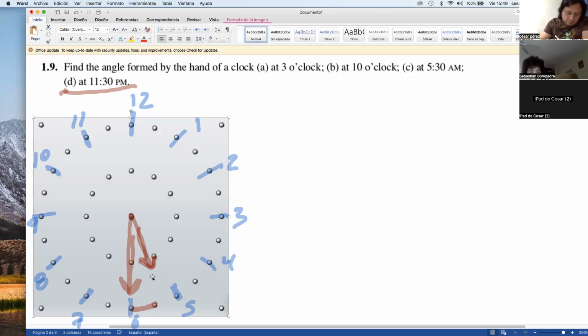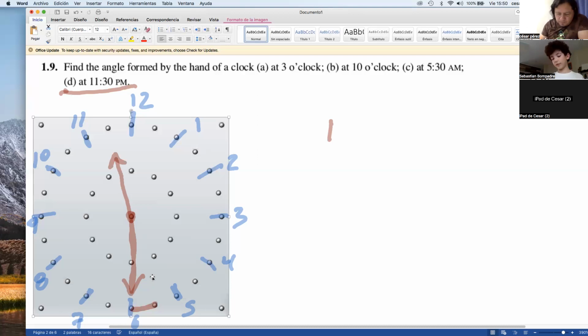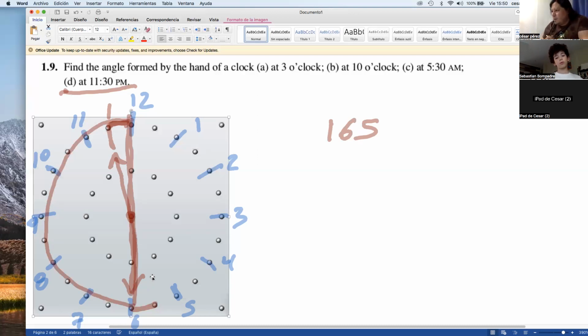165. Let me see. The minute hand will be here. The hour hand will be here. What was your answer? 165. And 165. Okay. Because we have 15 degrees here, and here we have a flat angle. So we need to subtract 180 minus 15. Okay, that's right.